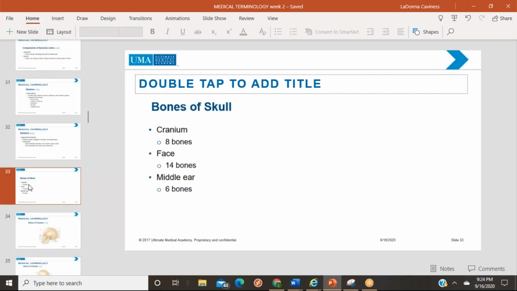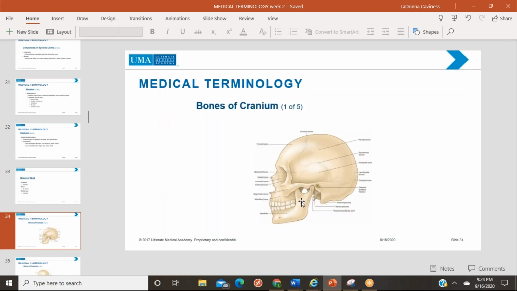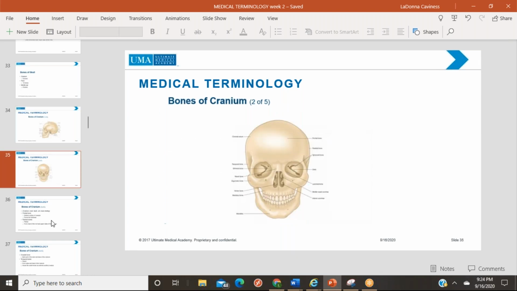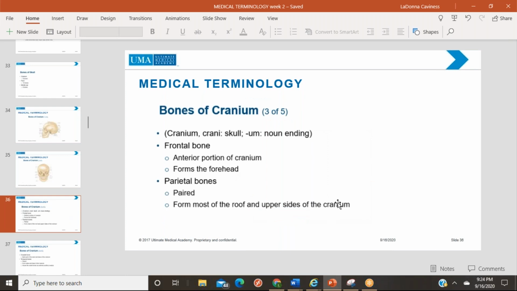Bones of the skull. Cranium, 8 bones. The face, 14 bones. The middle ear consists of 16 bones. So again, that's cranium 8, face 14, and middle ear 16. We'll start talking about the bones of the cranium. These are just some illustrations of the cranium.